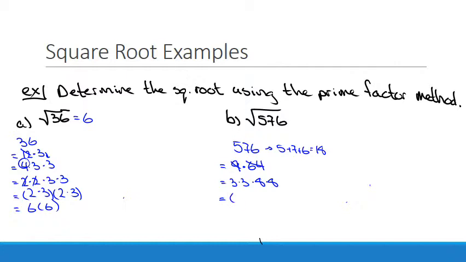So meaning, I can make my brackets right here. I can put a 3 in each bracket and an 8 in each bracket. I have my 2 equal groups, good enough. So determine the value now: that's going to be 24 and 24. So what number times itself equals 576? 24 is, so the square root of 576 is 24.